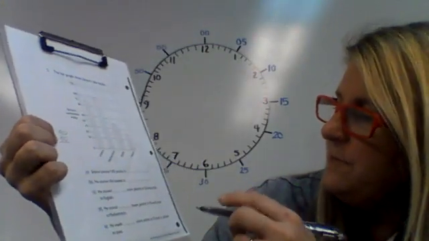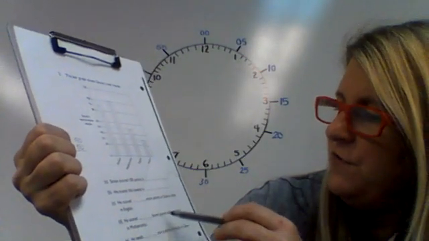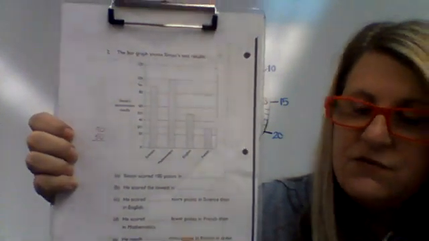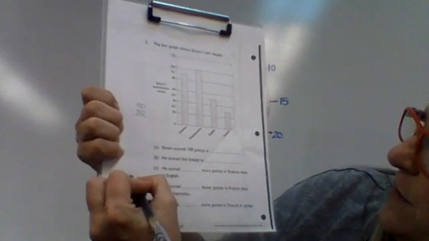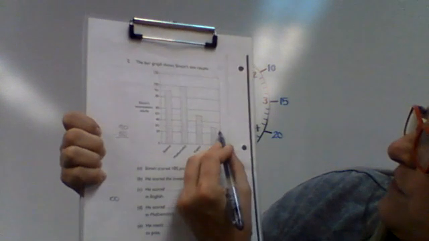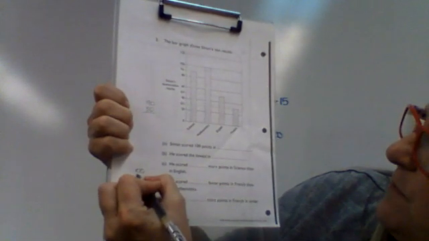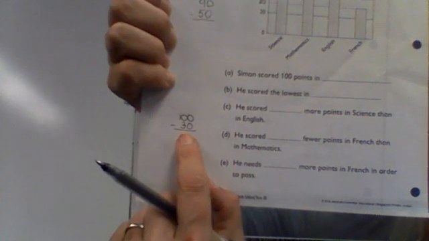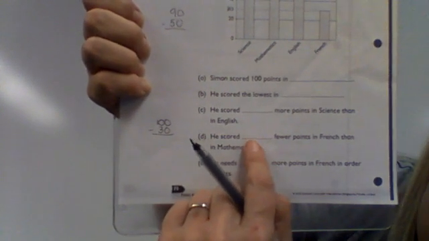All right, D. He scored blank fewer points in French than in math. Here we have to subtract again. How many did he have in math? 100. How many did he have in French? 30. So you have to take his math score and subtract his French score from it to get the answer for D.